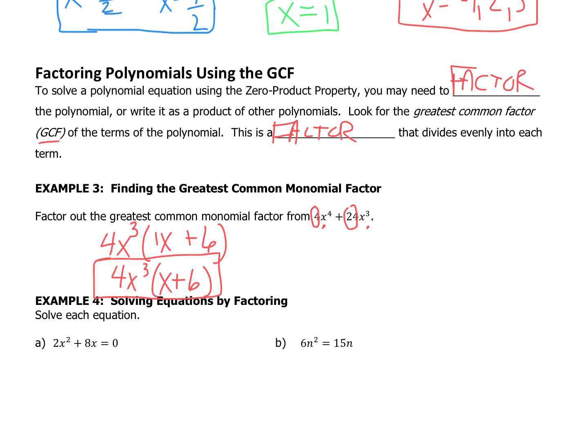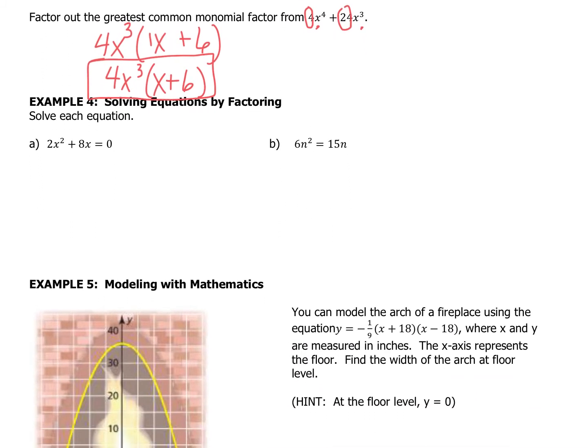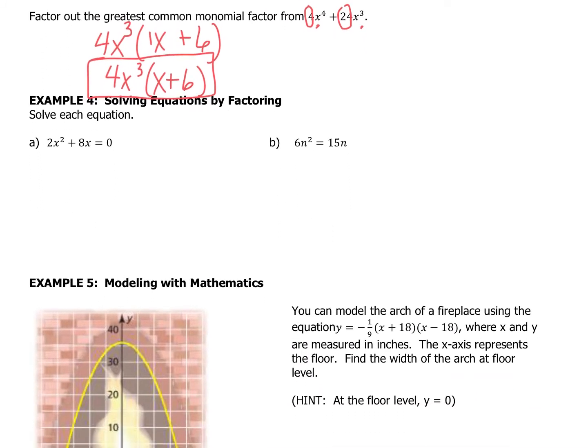So the next one we want to take out and solve by factoring. So here we're solving an equation. What I'm going to first do is see, is there a greatest common factor? Well, looking at 2x squared and 8x, I can see 2x as a common factor. If I was to remove 2x, I would have x plus 4 on the inside. And again, if you do your check, 2x times x is 2x squared. 2x times 4 is your 8x.